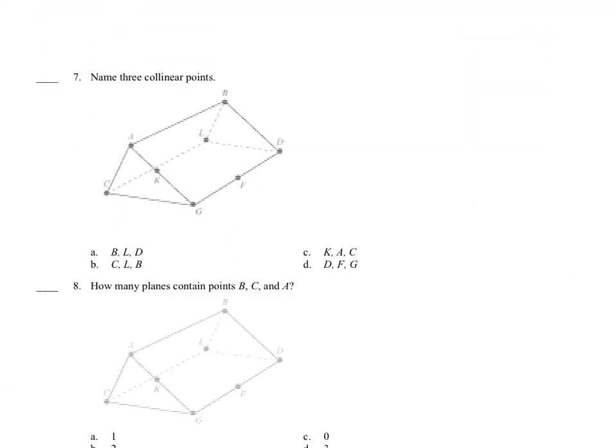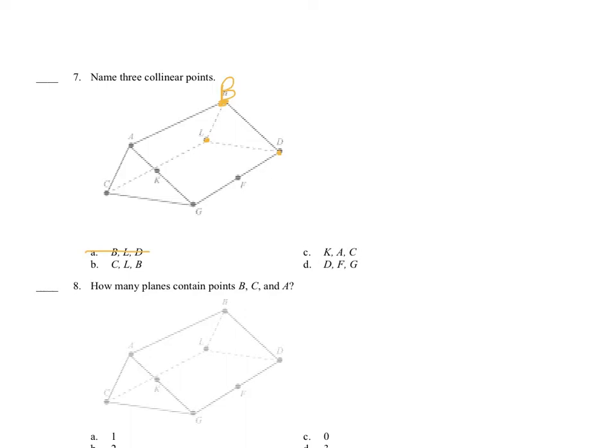Alright. Okay, we can see these fairly well, and we're going to name 3 collinear points, 3 points on the same line. We are looking at BLD. That would be here, BLD. That should be a B right there. Those are not collinear, are they? They're coplanar on the same plane, but not collinear.